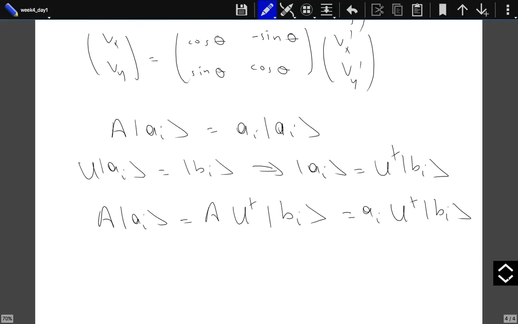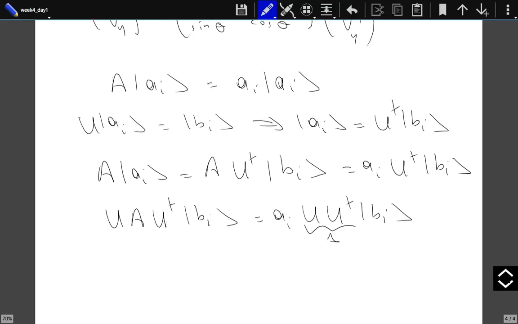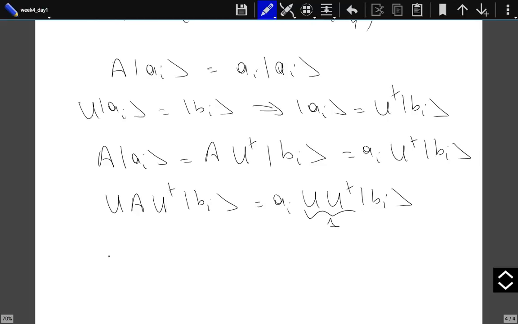Well, let me multiply by U from the left. U A U dagger acting on b_i is equal to a_i multiplied by U dagger b_i. But you see, this is just 1. So here I have another eigenvalue equation.